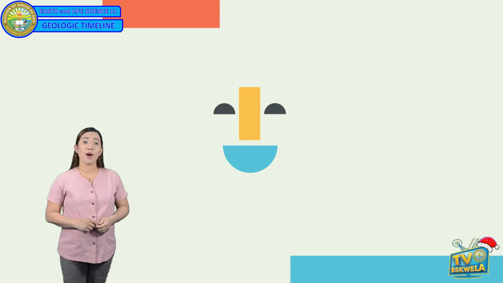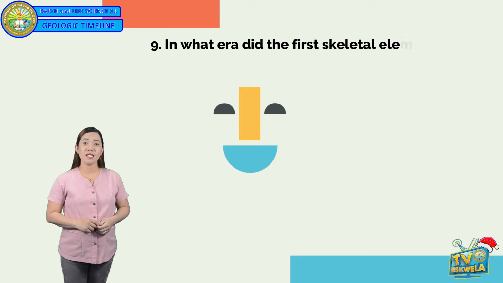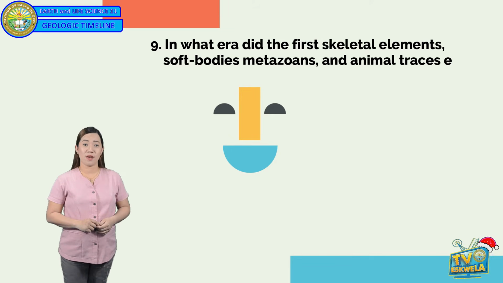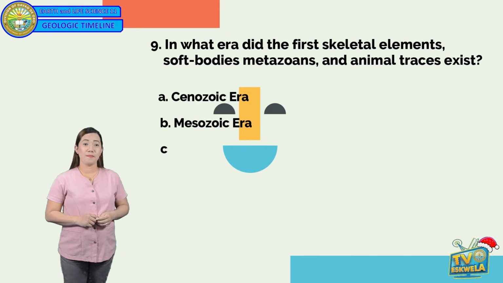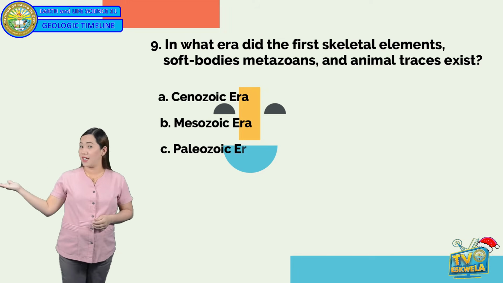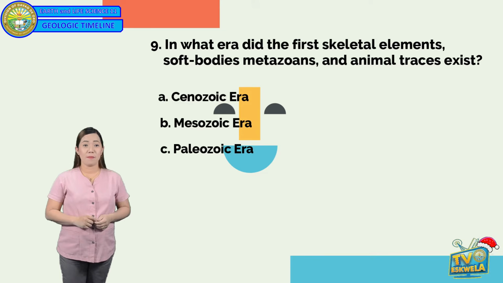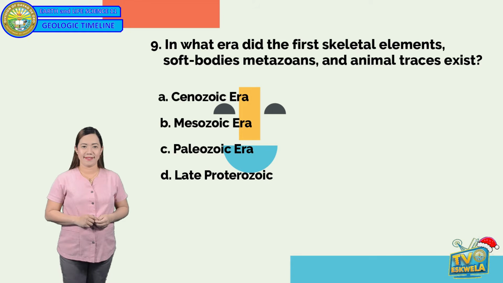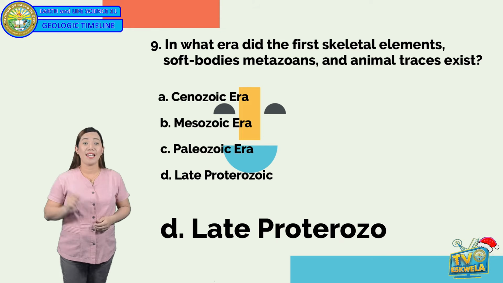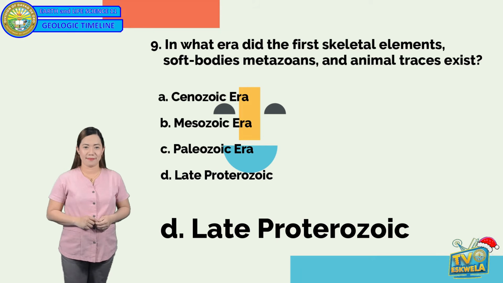Number 9. In what era did the first skeletal elements, soft bodies metazoans, and animal traces exist? A. Cenozoic era. B. Mesozoic era. C. Paleozoic era. Or letter D. Late Proterozoic. The correct answer is letter D, Late Proterozoic.